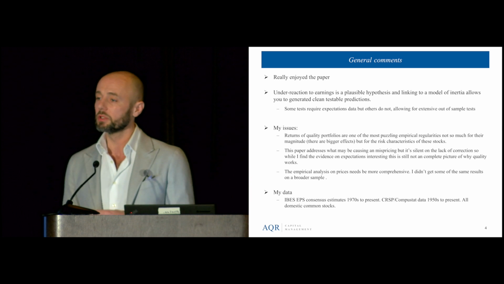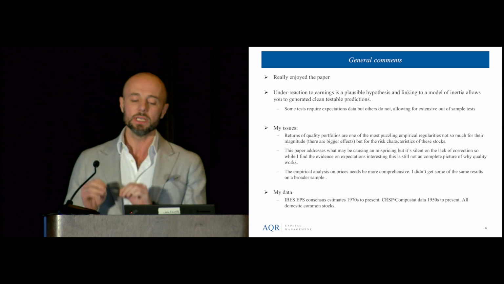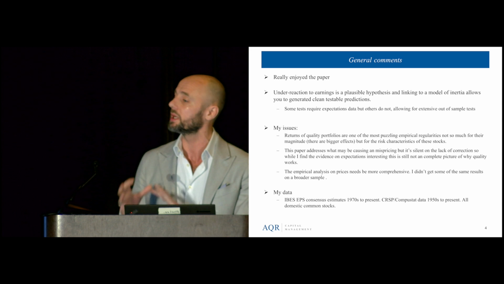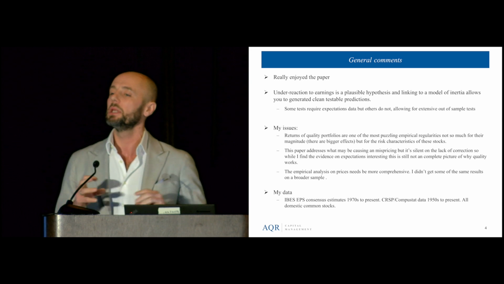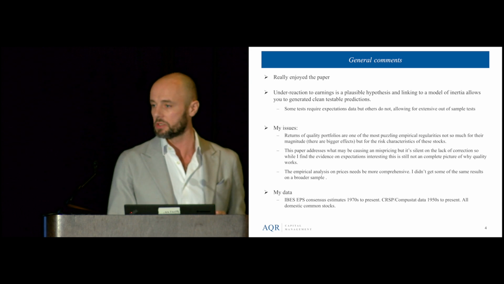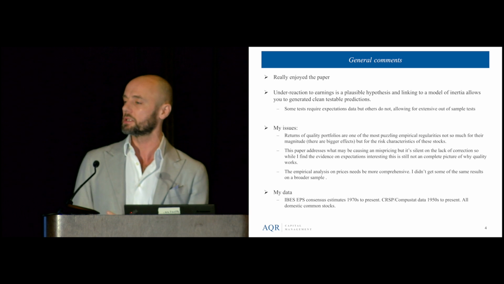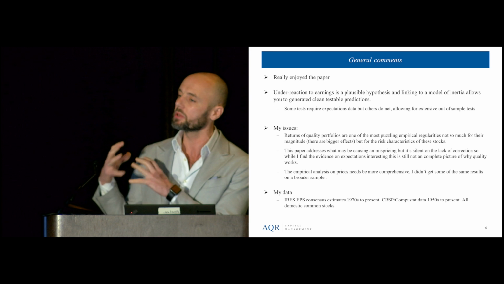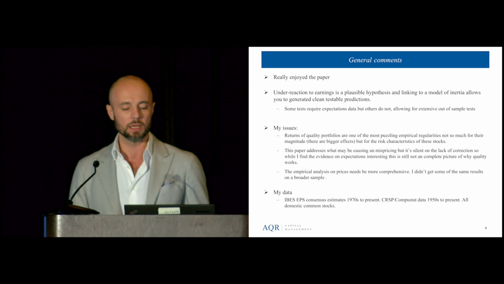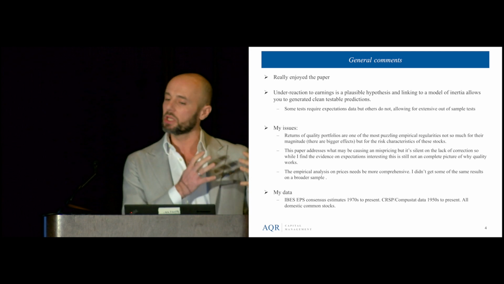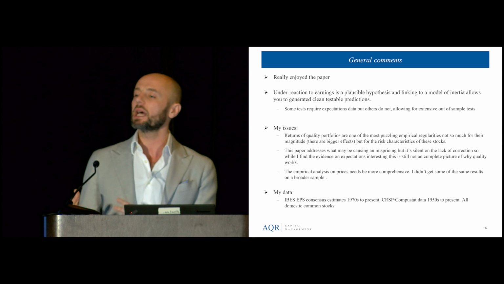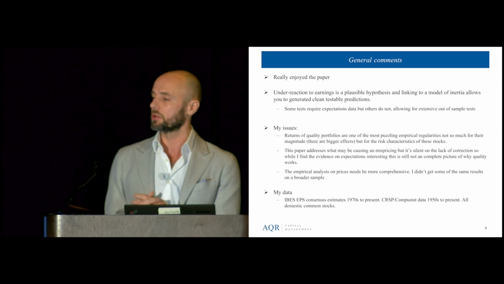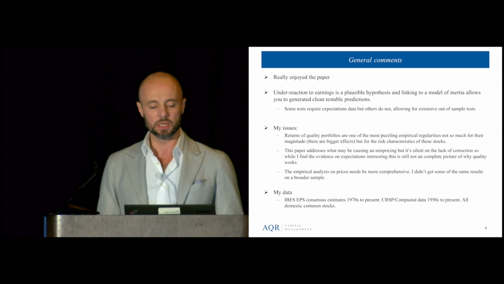Issue number one is that the returns of quality portfolios are actually one of the most puzzling empirical irregularities out there, not because of the size of the returns, but because of the risk characteristics of those stocks. I'll tell you in a minute exactly what I mean. And the paper is silent about that. This paper addresses what might be causing the mispricing, but it's silent on the lack of correction. Why is it that we don't see these prices correcting?